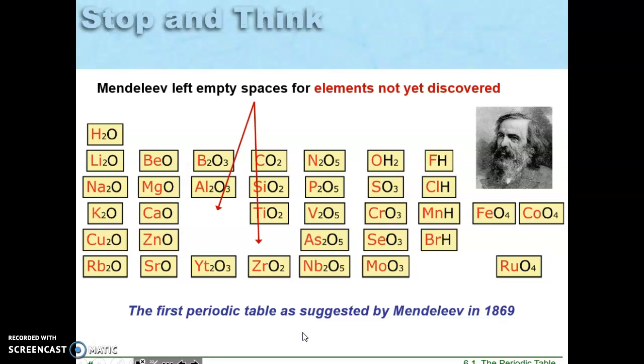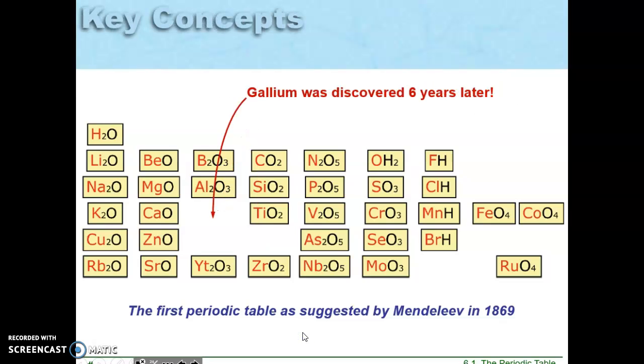One of the ingenious things is that he left spaces. He was like, maybe we don't have all of the pieces, so I'm going to leave some spaces. And he was right. 6 years later, somebody discovered gallium.